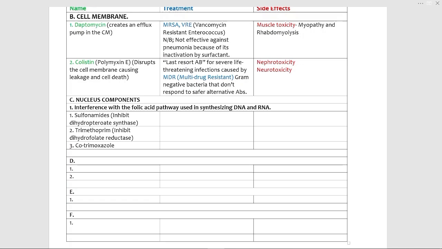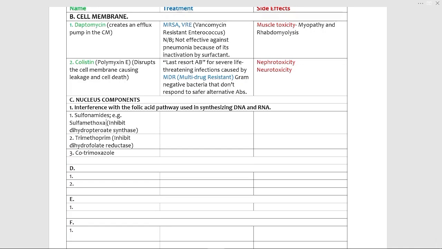I hope you guys have come across this drug, the CTX, the cotrimoxazole. Now this basically is the combination of sulfonamides and trimethoprim. And the common example of sulfonamides, the one that's most commonly used, is sulfamethoxazole. That is the major common sulfonamide that's used, the sulfamethoxazole.